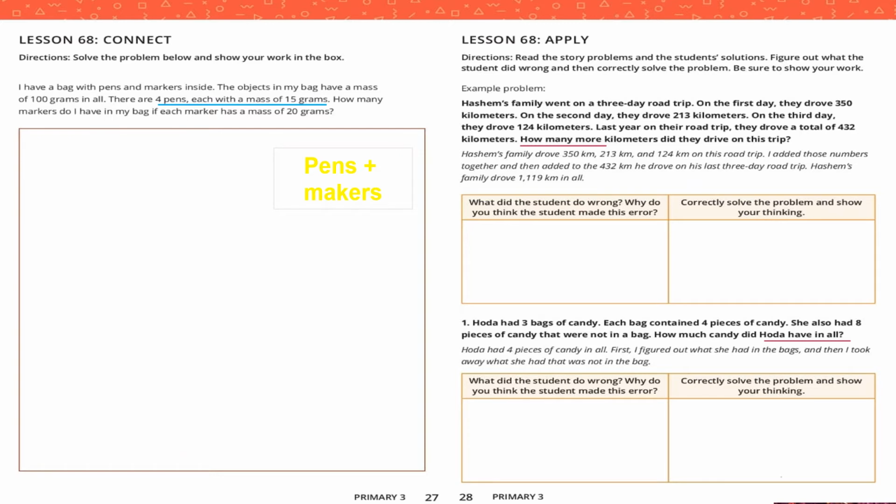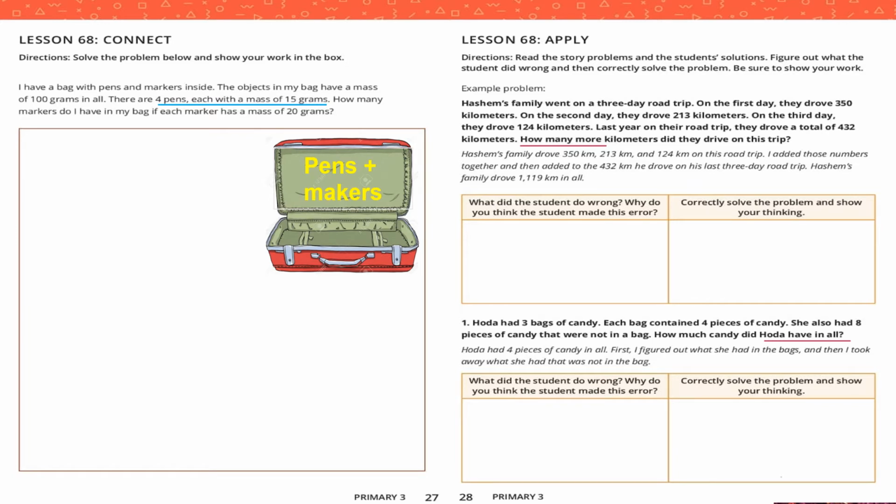There are 4 pens, each with a mass of 15 grams. How many markers do I have, if each marker has a mass of 20 grams? To know how to solve it, we will draw a bag. This bag contains pens and markers. The total mass of this bag, pens and markers, is 100.